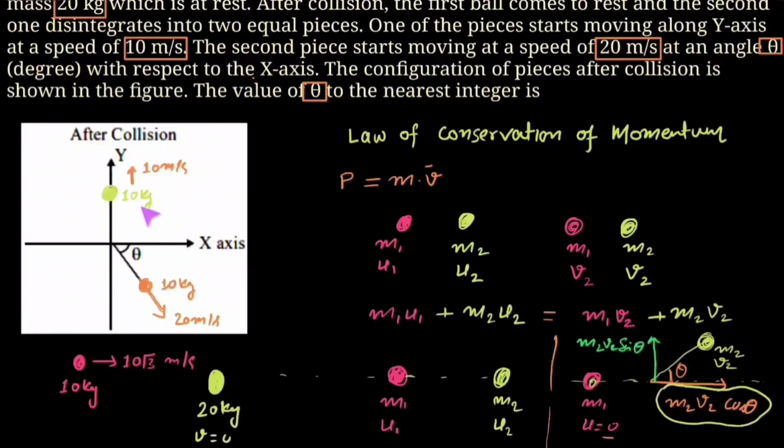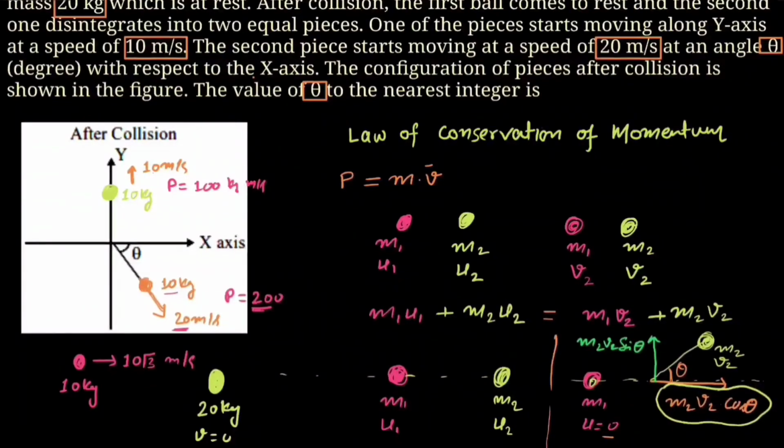The value of momentum of this particle would be mass into velocity. So this is equal to 10 into 10. The momentum would become 100 kg meter per second. So this is the momentum of this ball of 10 kg which is moving in the y direction. Similarly, the momentum of this piece of ball which is of 10 kg and having a velocity of 20 meter per second would be equal to 10 into 20, that is equal to 200.